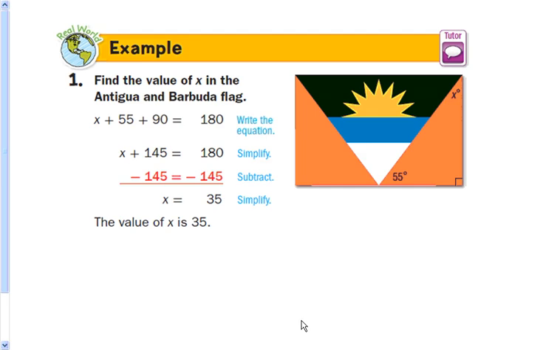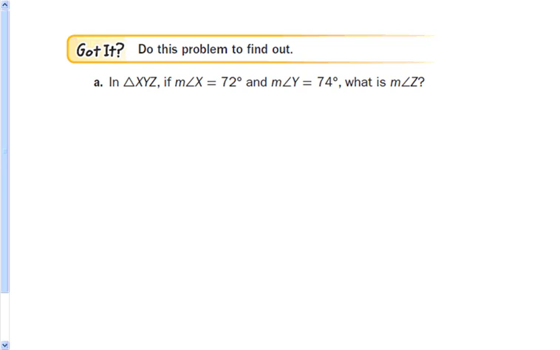Okay, so let's look at the first example. It says find the value of X in the Antigua and Barbuda flag. Okay, so here's X right here. We want to know what this value is. Now, what do we know? We know that this angle is 55, and we know what this angle is, right? That's 90. So what we just learned, that all three of them together equal 180. So look how they have it set up over here. Here's your equation. X plus 55 plus 90 equals 180. We simplify. 55 plus 90 is 145. Then we subtract, and our answer is 35. So this angle right here is 35 degrees.